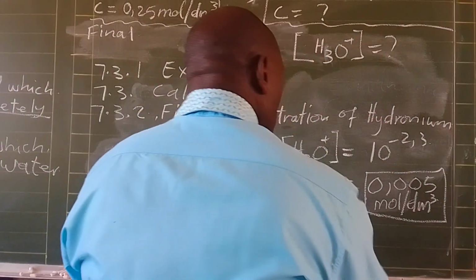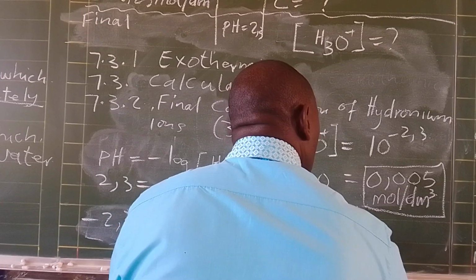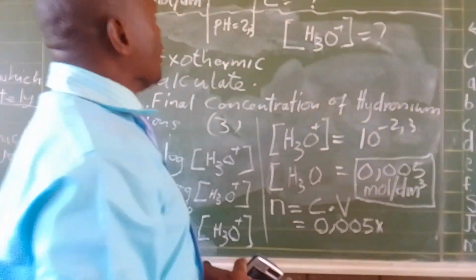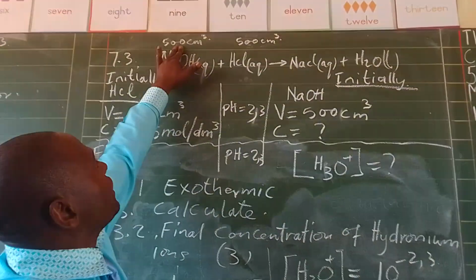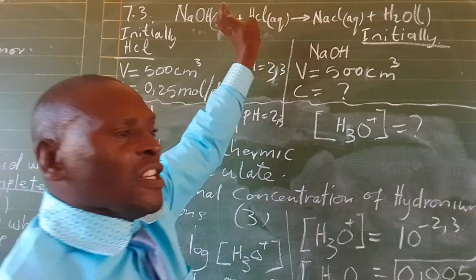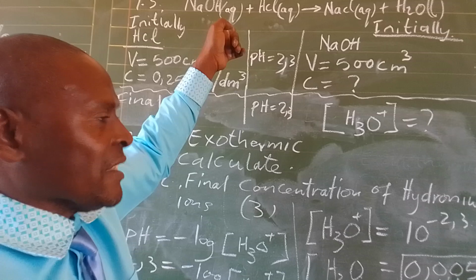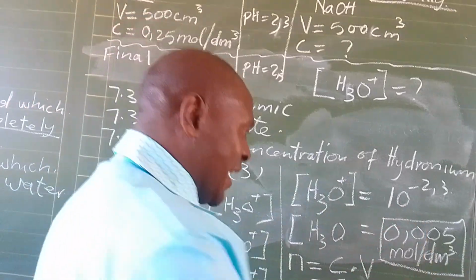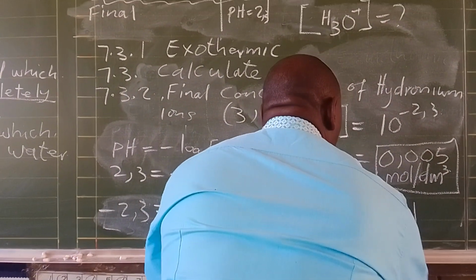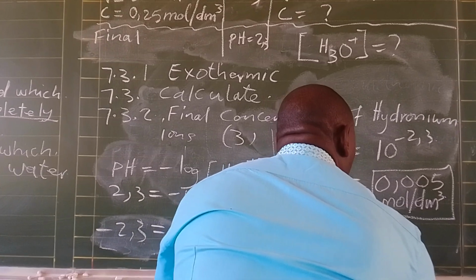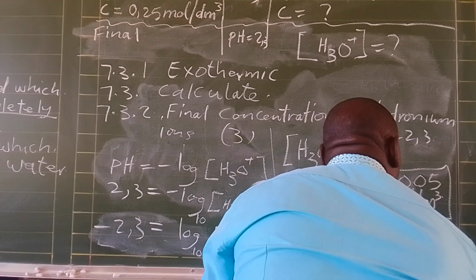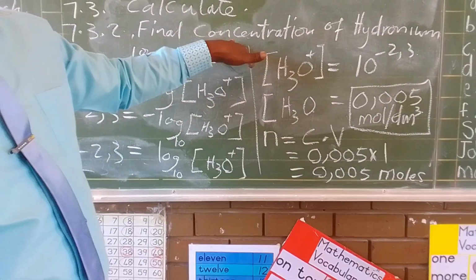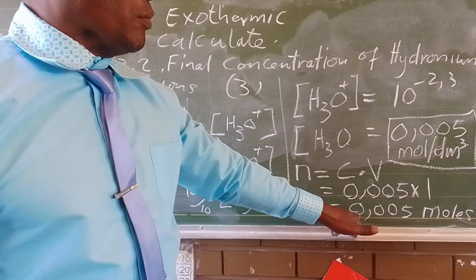We are going to say it is going to be 0.005 multiplied by 1. Why am I saying 1? We are going to add the 500 cubic centimeters to 500 cubic centimeters to make 1000 cubic centimeters. And 1000 cubic centimeters is going to be converted into decimeters, which is 1 decimeter cube. That is going to be 0.005 moles. This is the number of moles in the final concentration of the hydronium ion. We have used these moles.